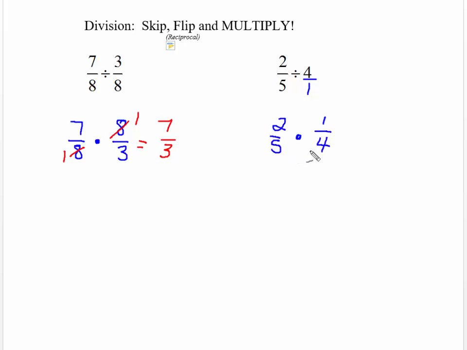And again, I can look to cross reduce. So 2 can go into both 2 and 4. Again, remember in the rules of multiplication, it's 1 up and 1 down. So 2 goes in here once, 2 goes into 4 twice. So I'm simply going to multiply across. 1 times 1 is 1, 5 times 2 is 10.